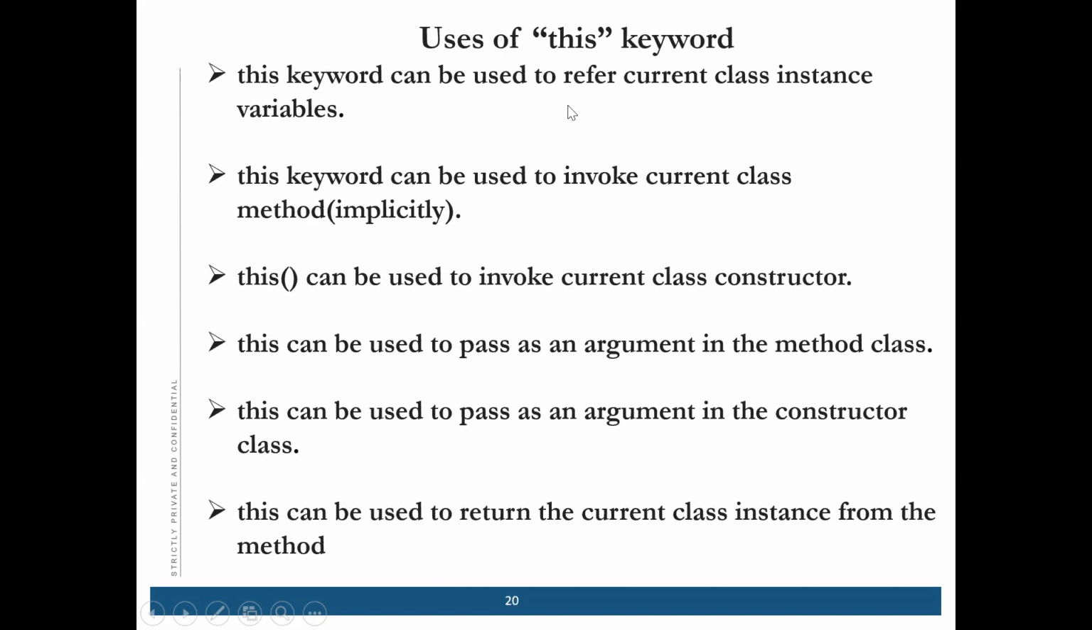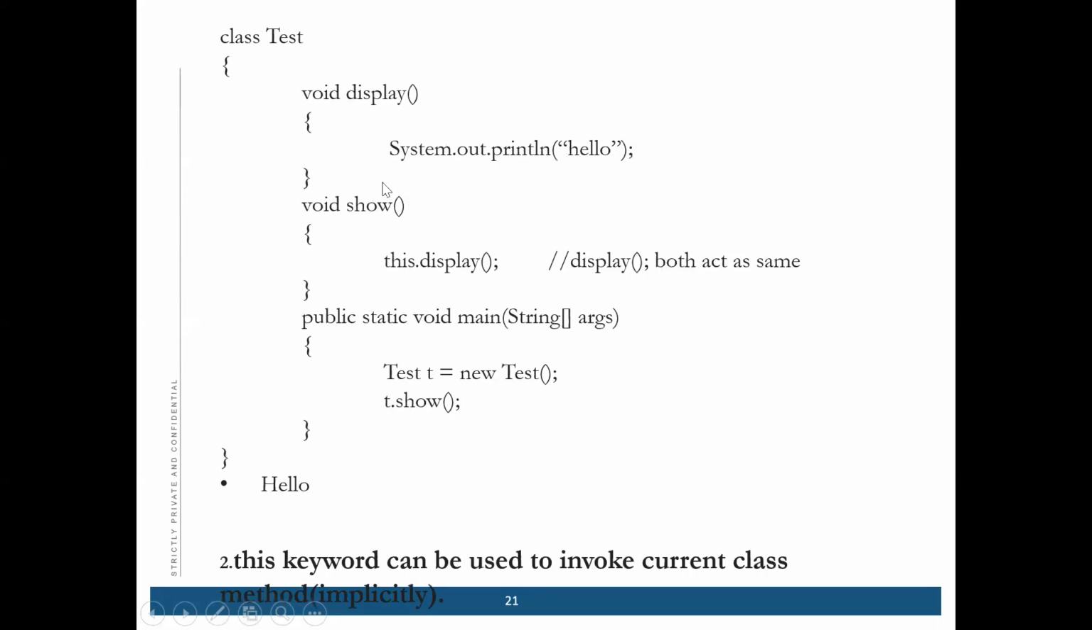Now, the this keyword can be used to refer to the current class instance variable. This is completed, right? Now the second is, the this keyword can be used to invoke the current class method implicitly. Okay, this we will see. This is the second one.